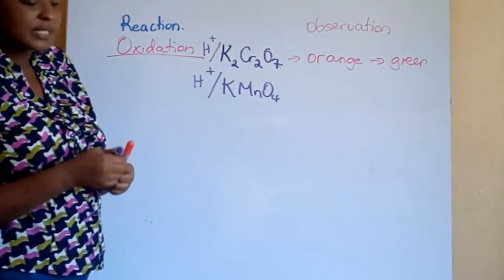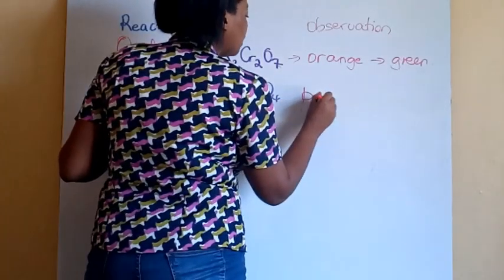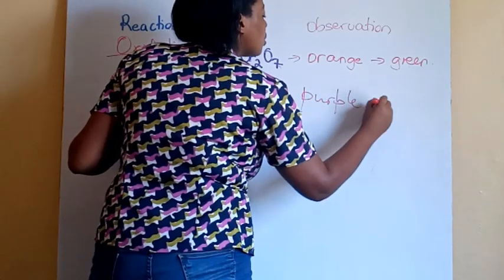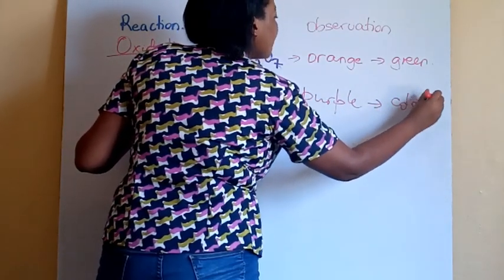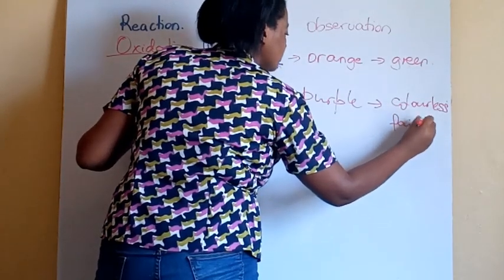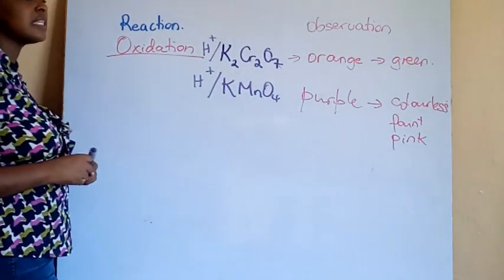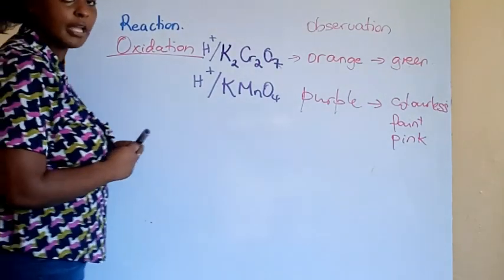If we were using potassium permanganate, that would move from purple to colorless or pale pink. So these are the observations, and these observations are very important.